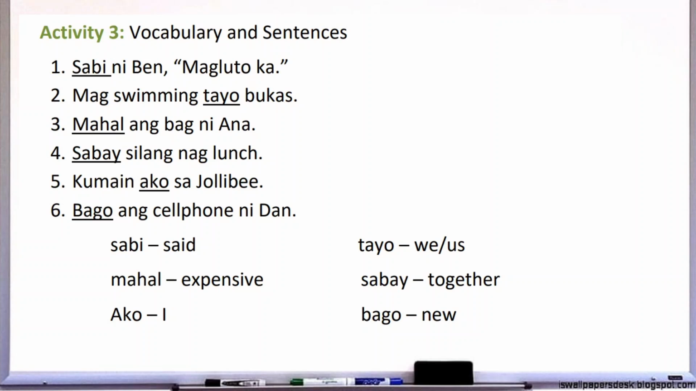And then what will happen is I am going to let you translate these sentences into English. Okay? So, number one. Sabi ni Ben, magluto ka. Number two, mag-swimming tayo bukas. Number three, mahal ang bag ni Anna. Four, sabay silang nag-lunch. Number five, kumain ako sa Jollibee. And number six, bago ang cellphone ni Dan.